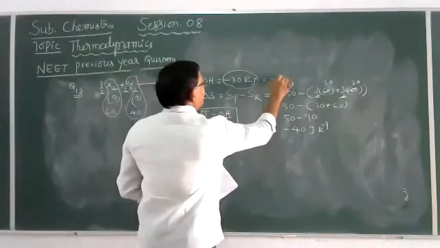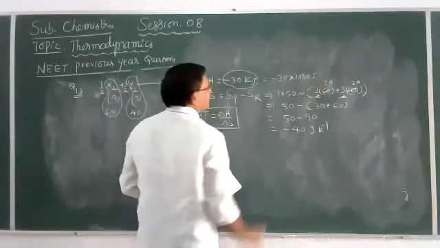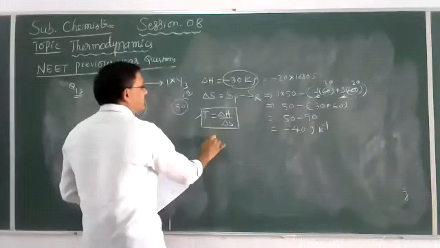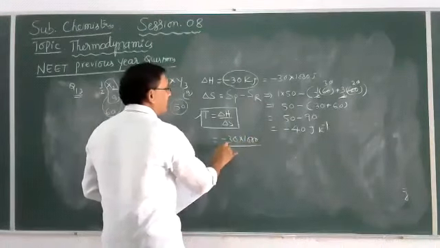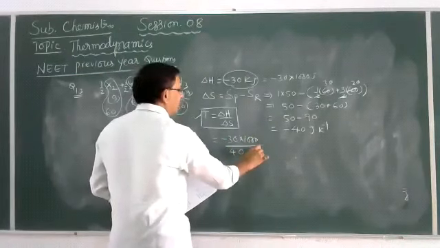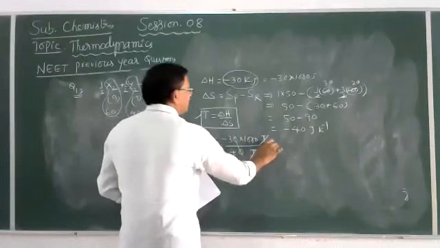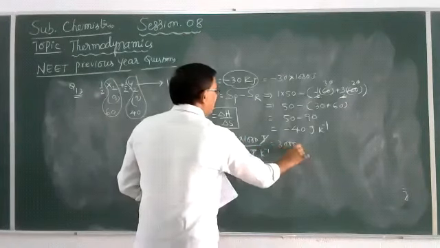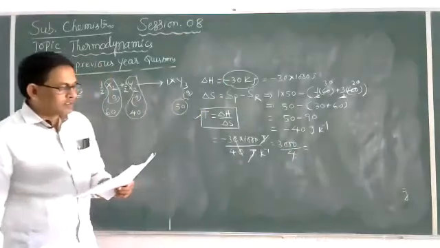Now we know this value. We can write minus 30 into 1000 joules. Using this, minus 30 into 1000 divided by minus 40 joules per Kelvin. Here the joule gets cancelled, and this is 3000 divided by 4. We'll get the answer, that is 750.